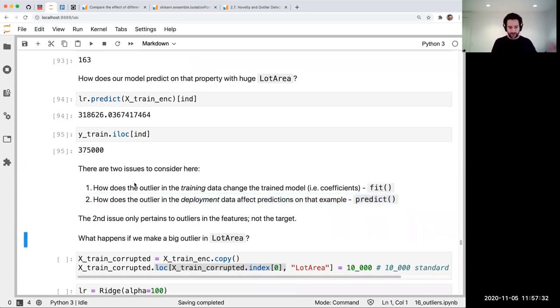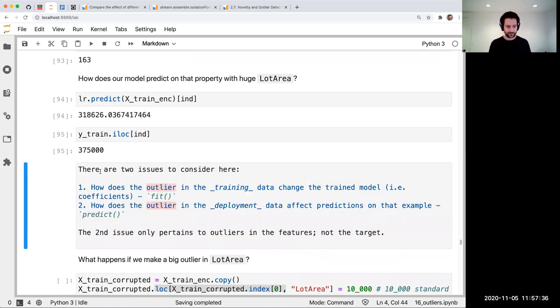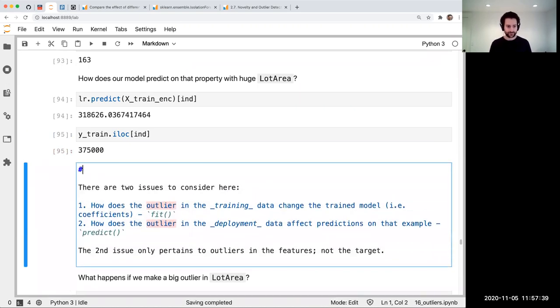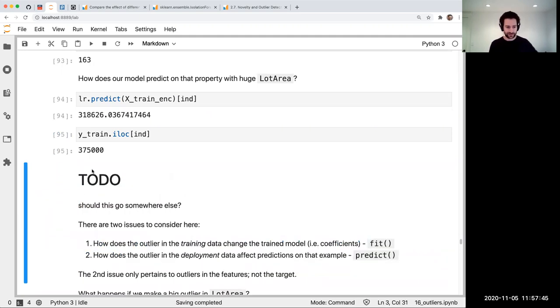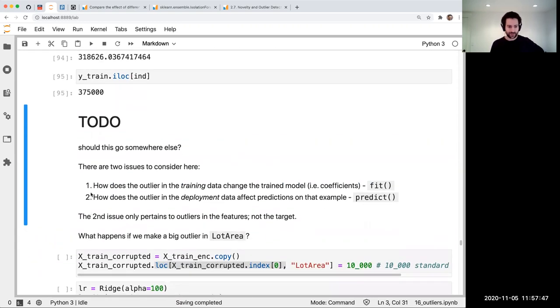Okay, but we're going to talk mostly about this. I don't know why, to be honest. It felt a bit randomly placed here, but I can't remember why I put it there.